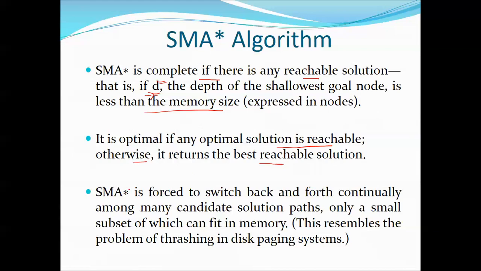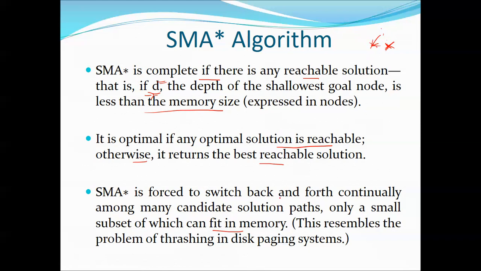Okay. There is one drawback with the SMA star algorithm. It is forced to switch back and forth continually among many solution paths, only a small subset of which can fit in the memory. We allow the algorithm to expand until it occupies full memory. Then we drop the leaf node. Once you drop the leaf node, the algorithm may take a different path. Whenever the memory is full, it will drop some node and it may take a different path.